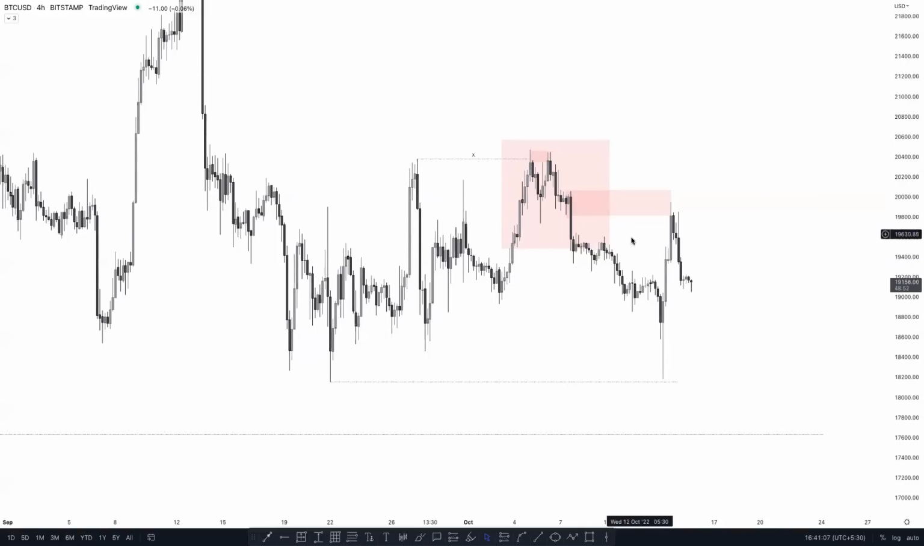Still momentum is bearish. There is no change here. And the next possible zone is here for the sell, this one. Correct. So once market taps here, we can sell.